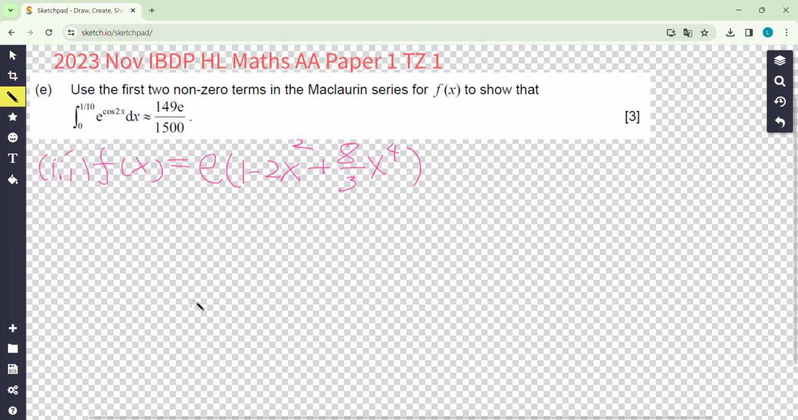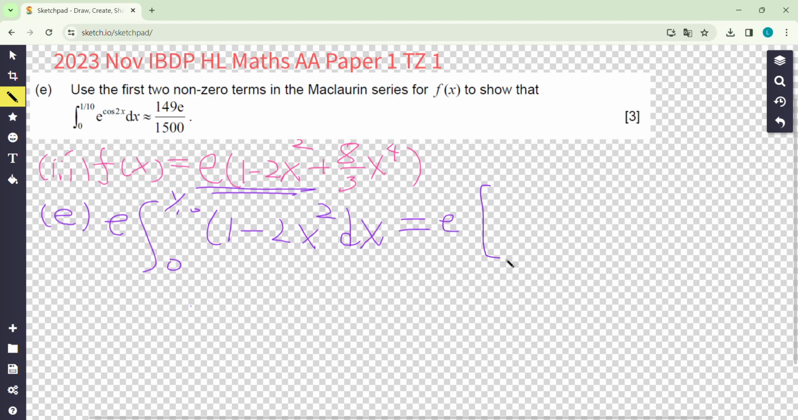It is an application, but unfortunately you need to do part D well. Correct, then yes, you can't do it, but you can still do some. Okay, so the two terms only, so take out the e, equation: the integral from 0 to 1/10 of (1 minus 2x squared) dx.